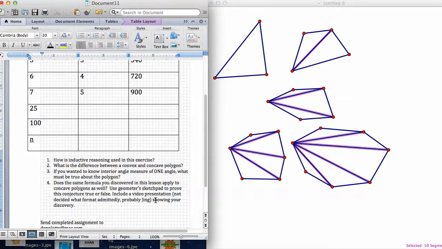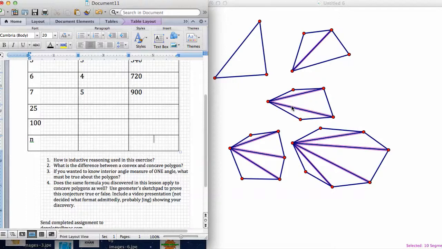And then lastly, which is something that you're going to have to hop on the computer for and do your own discovery. It says, does the same formula that you discovered in this lesson, the formula that is going to be in this box, apply to concave polygons as well? I want you to use Geometer Sketchpad, so you're going to have to get on the school computers, and prove this conjecture true or false.